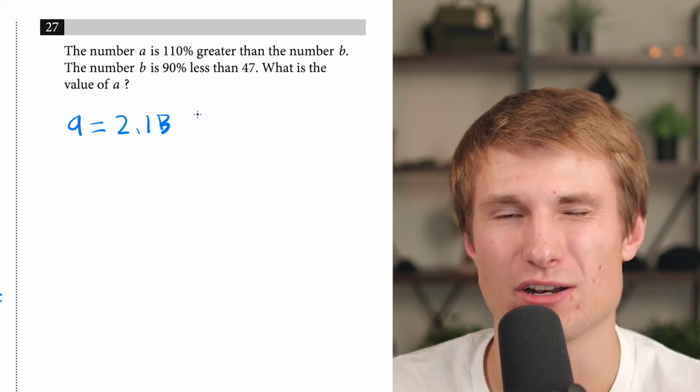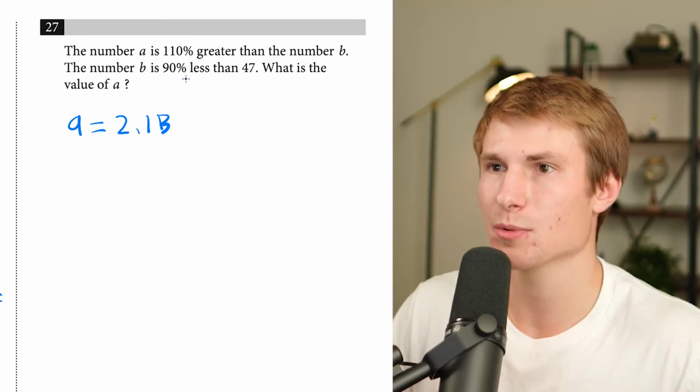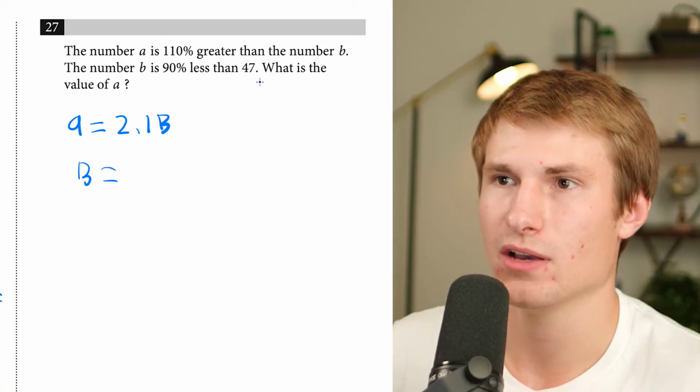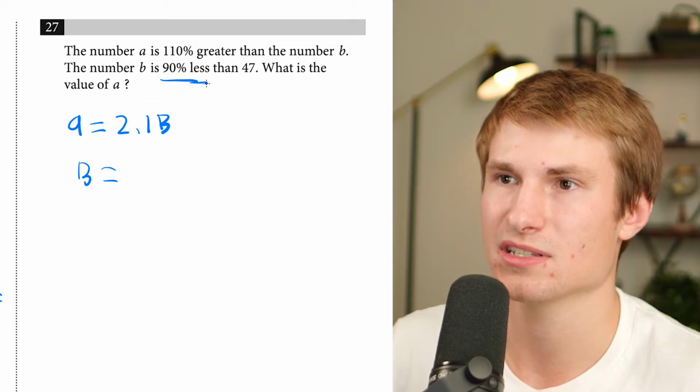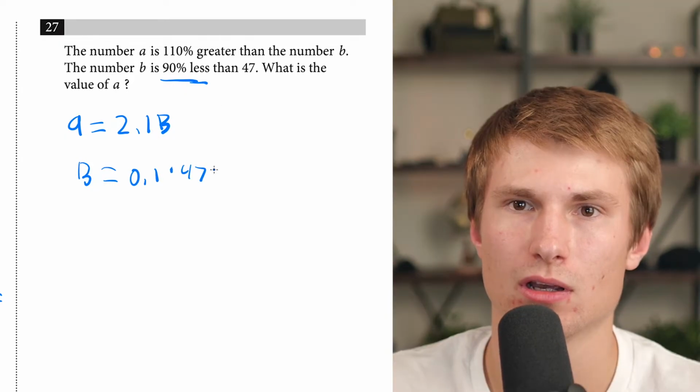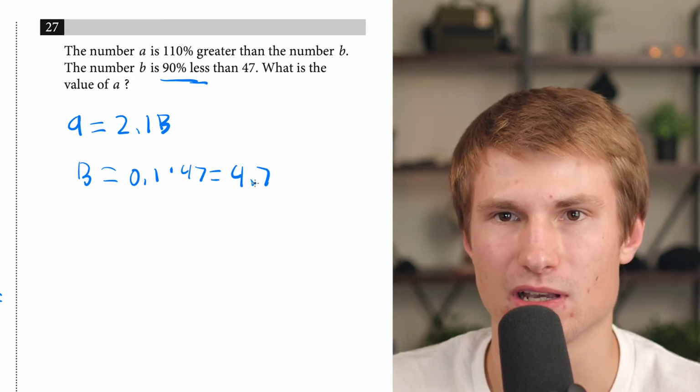It's 110% greater than number B. And then we have the number B is, so B is 90% less than 47. So well, if it's 90% less, it's the same as saying it's 10% of 47. So we can write that as 0.1 times 47, which is pretty simple math there. That's going to be 4.7. So now we have the value of B.